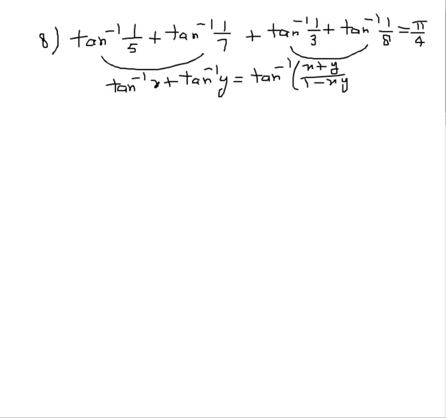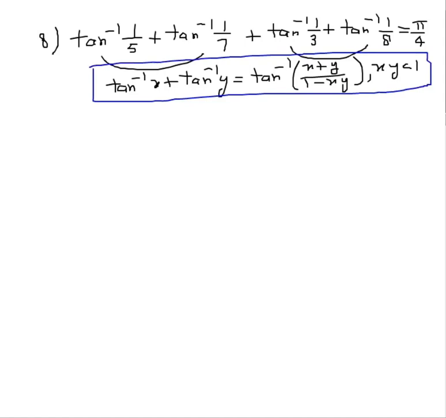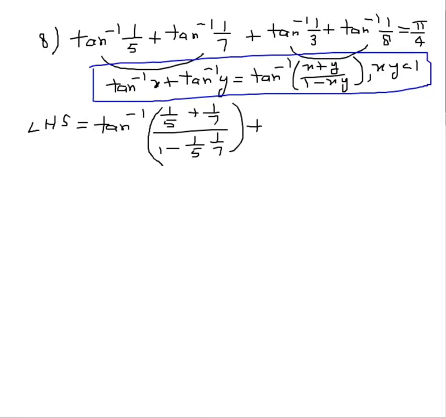The condition is xy should be less than 1. So the conditions are true here. Therefore the left hand side becomes, let us combine the first two: 1 by 5 plus 1 by 7 divided by 1 minus 1 by 5 times 1 by 7. Combine the last two terms: 1 by 3 plus 1 by 8 divided by 1 minus 1 by 3 into 1 by 8.